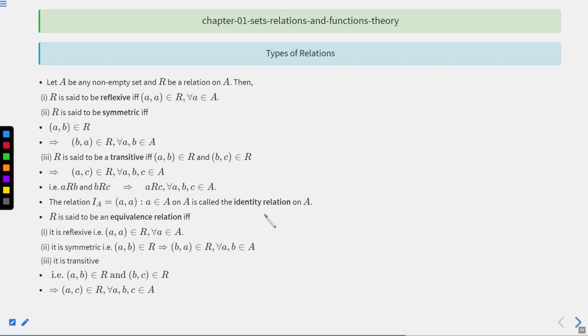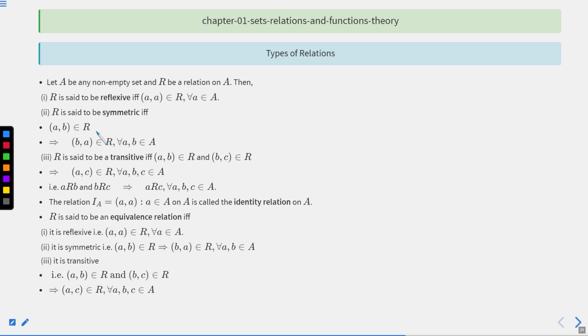Let A be any non-empty set and R be a relation on A. Then R is said to be reflexive if and only if (a, a) belongs to R for all a in A. That means each element is related to itself, right?